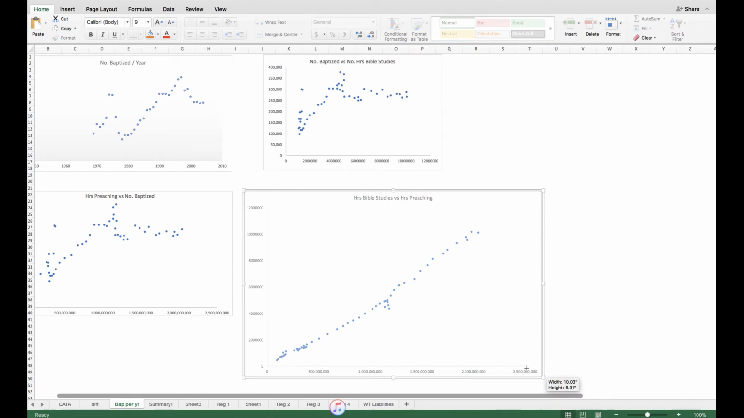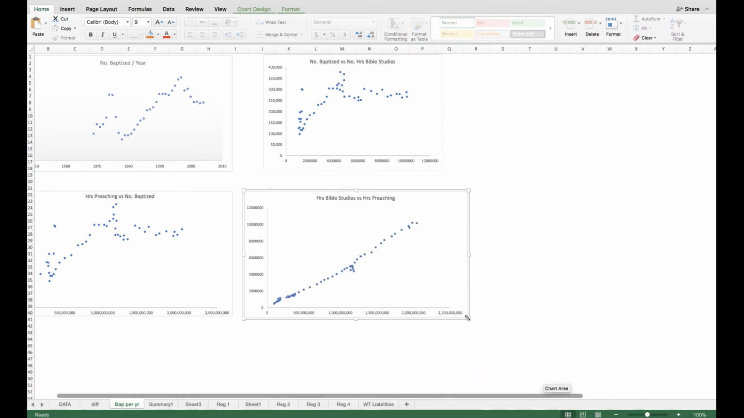So, okay, I think I got my point across. I don't think you can trust the data on the Bible studies and the hours preaching. I think that data is fairly artificial. People are giving the Watchtower what Watchtower expects. I think this data here is indeed real.